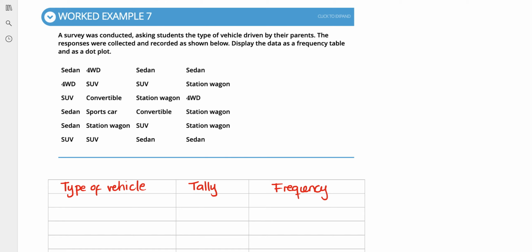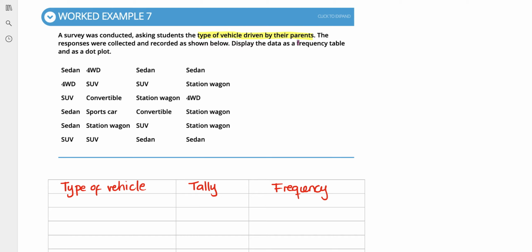Let's do another example. It says, a survey was conducted asking the students the type of vehicle driven by their parents. The responses were collected and recorded as shown below. So here are the responses. These are the events, the possible outcomes that came up in that experiment. Display the data as a frequency table.